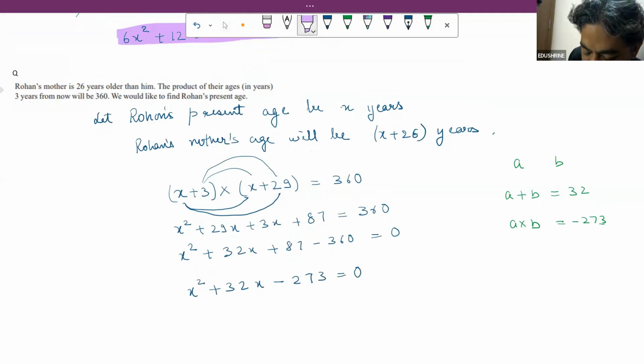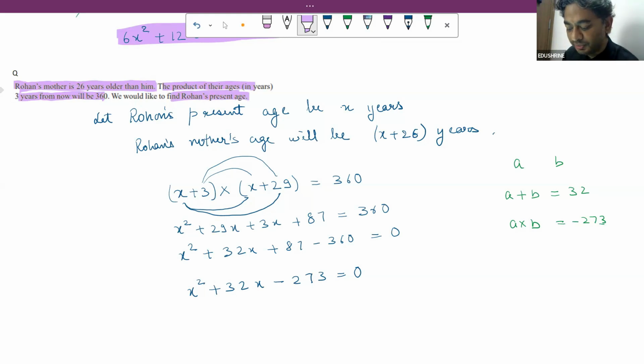What is given? Rohan's mother is 26 years older than him. The product of their ages 3 years from now is 360. What is it that I would want to know? I would want to know Rohan's present age. This is what I want to know. And in this particular question, in NCERT, what we are trying to figure out is if this is a quadratic equation or not. That is the main thing.